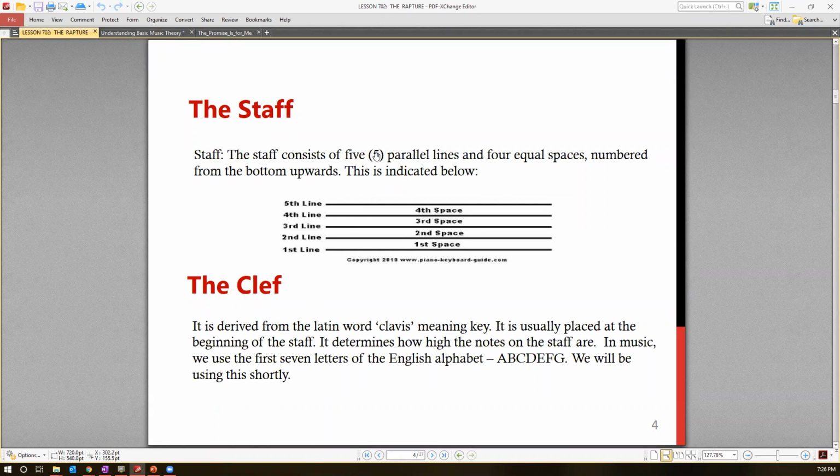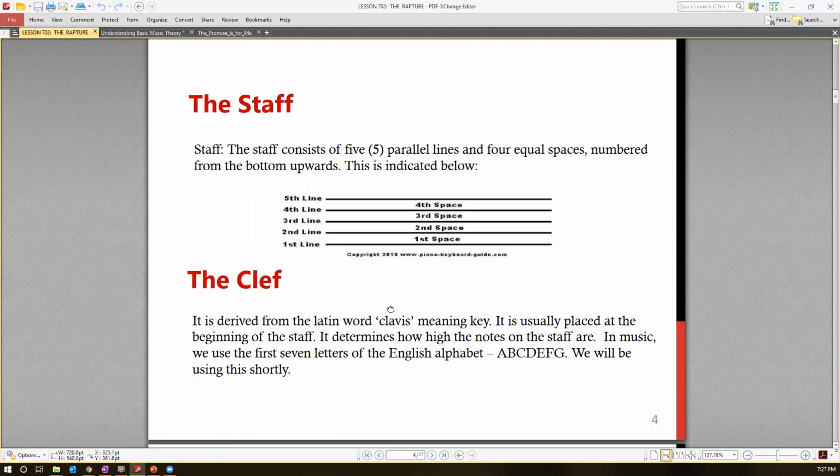Okay, the staff consists of 5 parallel lines and 4 equal spaces numbered from the bottom upwards, as you can see here. So line 1, line 2, line 3, line 4, line 5. Bounded by these lines, we have 4 spaces: space 1, space 2, space 3, space 4. And remember, we always count from the bottom to the top. That's what a staff is: just 5 lines and 4 spaces.